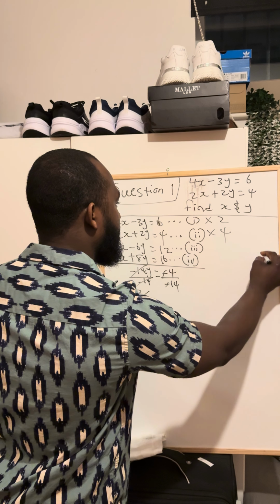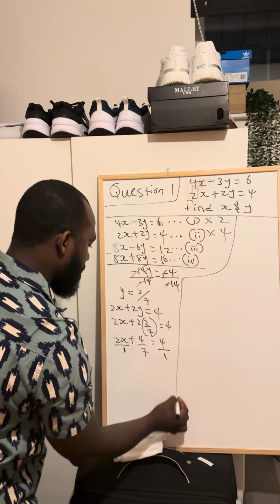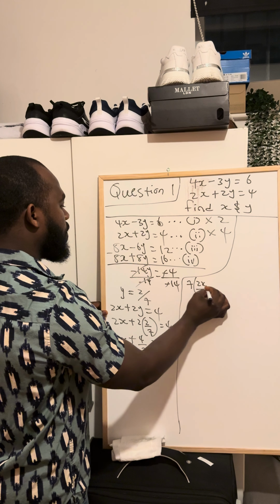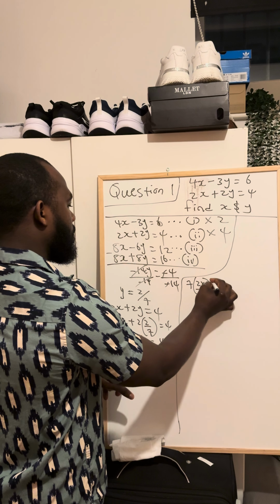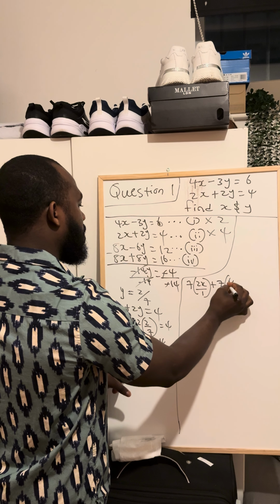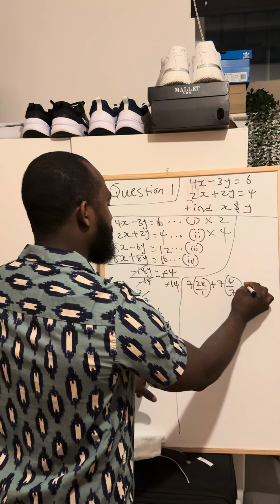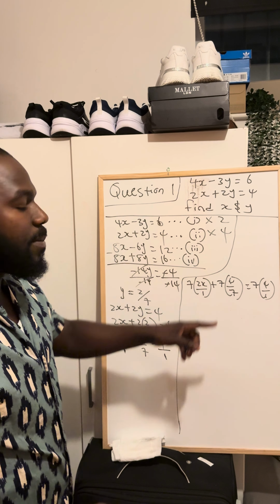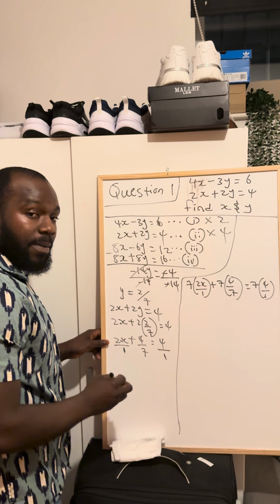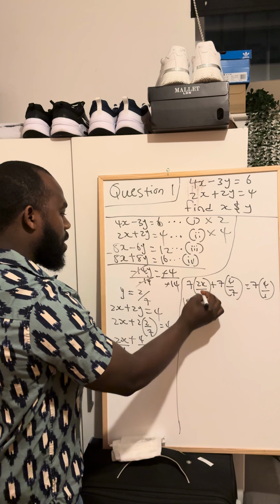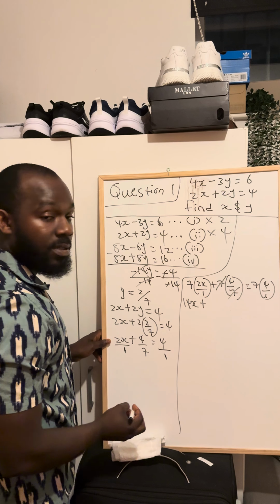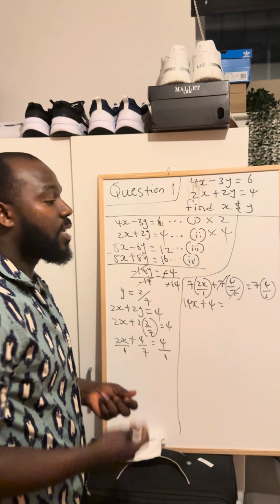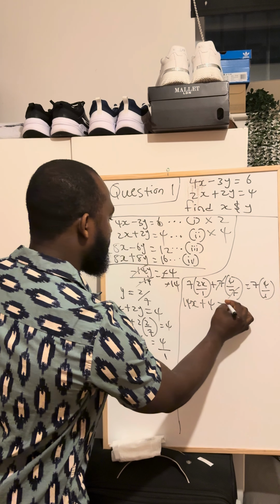And if we do that, I'll just make space here. We'll get 7 into bracket 2x over 1 plus 7 into bracket 4 over 7 equal to 7 into bracket 4 over 1. All right. Now 7 times 2x gives us 14x, and 14x divided by 1 gives us 14x plus, now 7 cancels out 7. So what do we have here? 4, equal to 7 times 4 gives us 28, and 28 divided by 1 gives us 28.